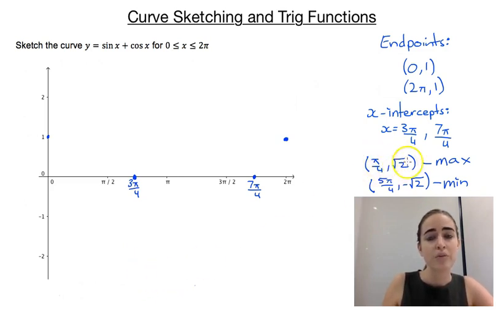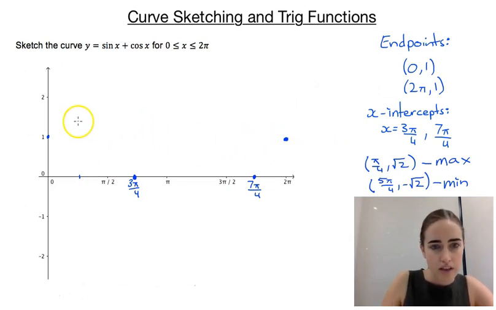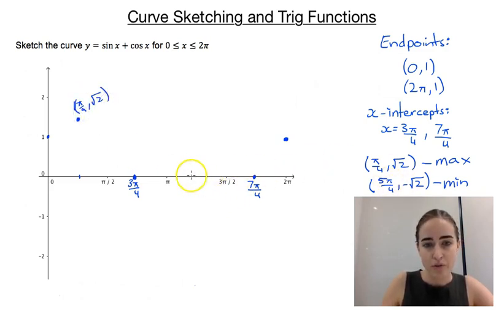Now to do these ones, I'm going to approximate those as decimals. So pi on 4 we know is here. And root 2 is about 1.4 something. So that's going to be up here somewhere. So that's our pi on 4, root 2. And our 5 pi on 4 is going to be here. And we want ours to be minus root 2. So that's going to be down this direction somewhere. So that's 5 pi on 4, minus root 2.